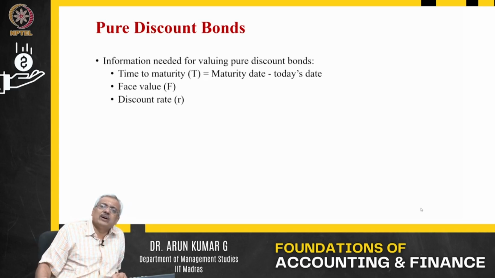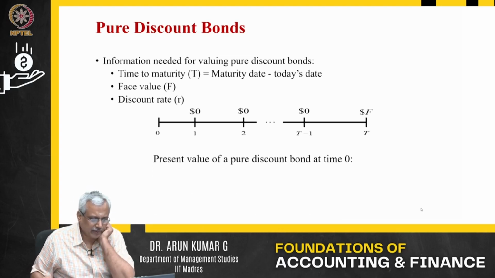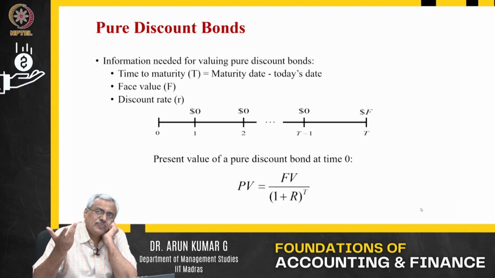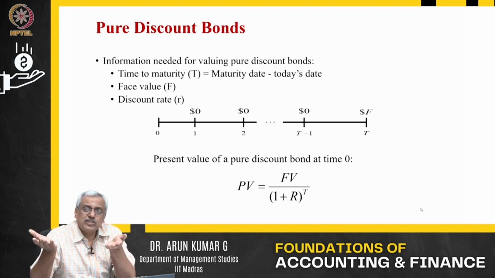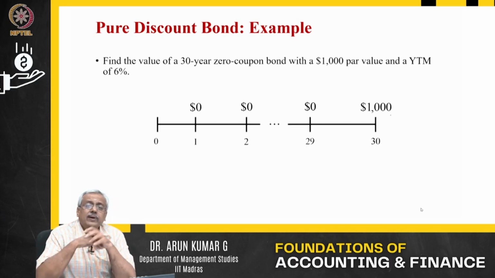You need the time to maturity, your face value and the discount rate. Face value is the money that you are going to get at the end of the tenure. All these three are important in this case. I have just tried to build an example here. So how do we do it? Present value is whatever future face value you are going to get 10 years down the line, divided by the discount factor for the specific time period. That's all we are looking at in this case.